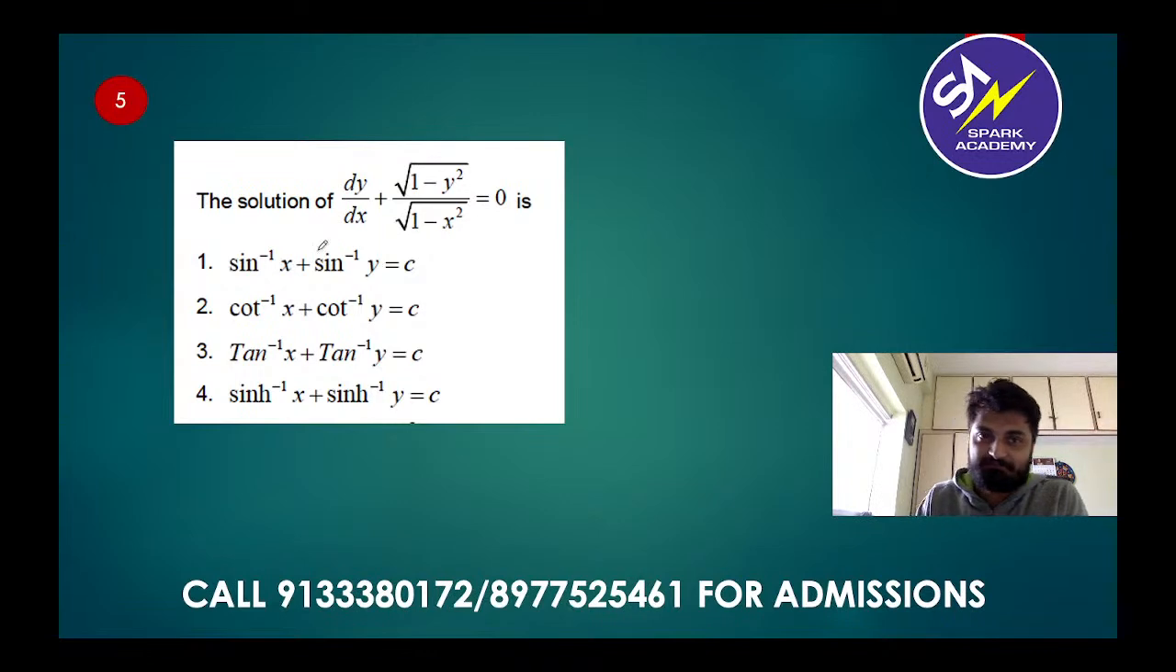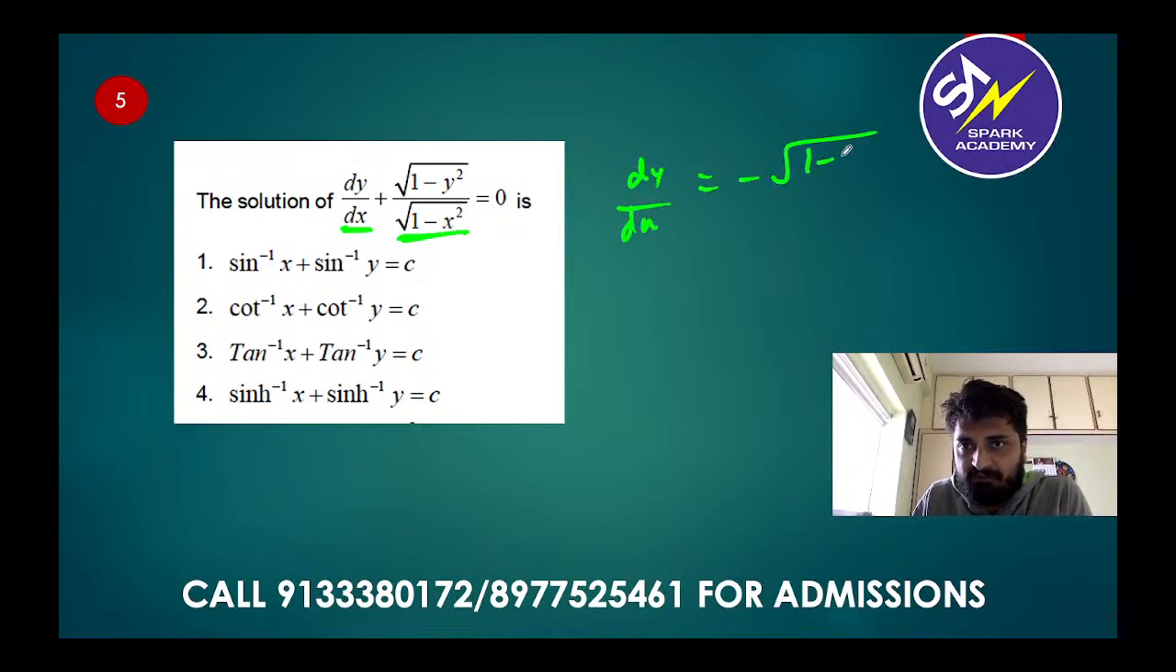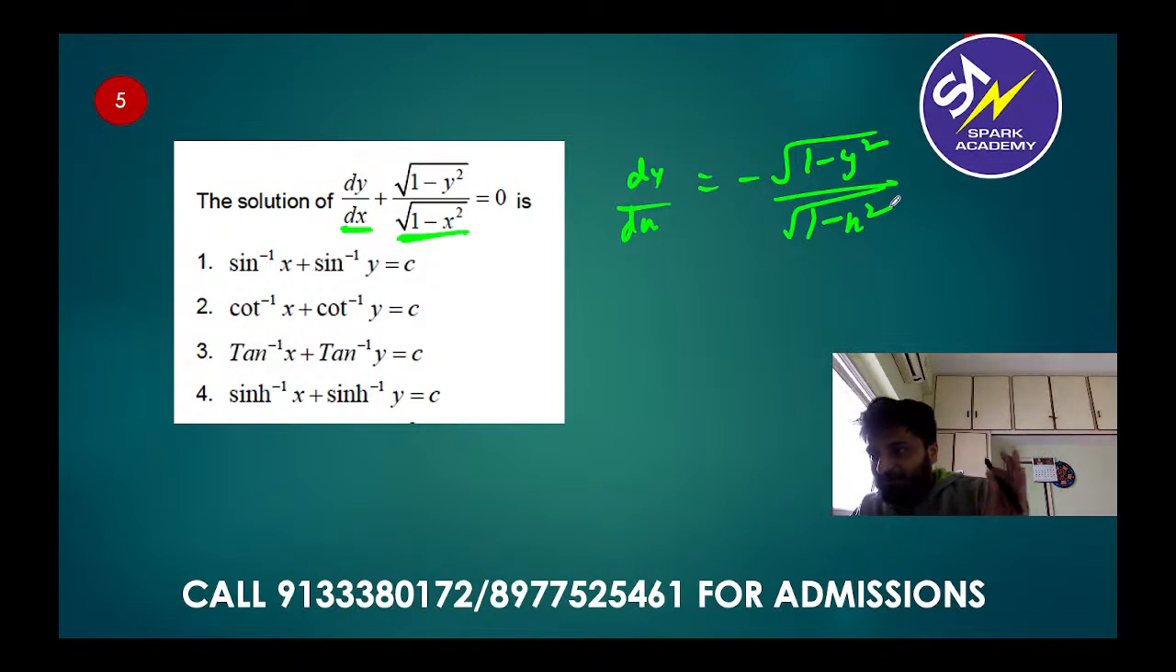What about the fifth question? dy by dx equals under root of 1 minus y square by under root of 1 minus x square. So if I just do a simple calculation, I'm getting minus under root of 1 minus y square, under root of 1 minus x square, right? So can you tell me which method can I use?